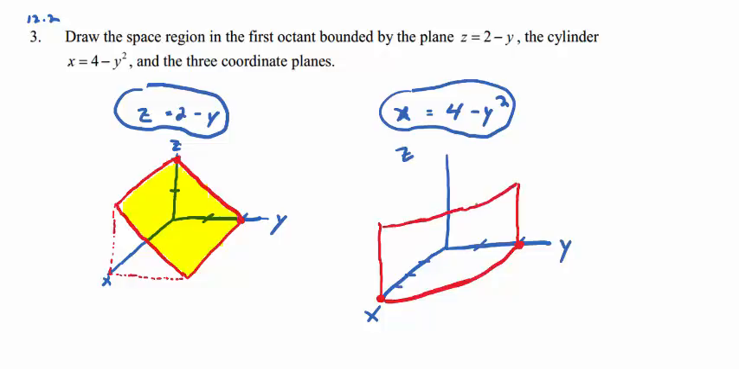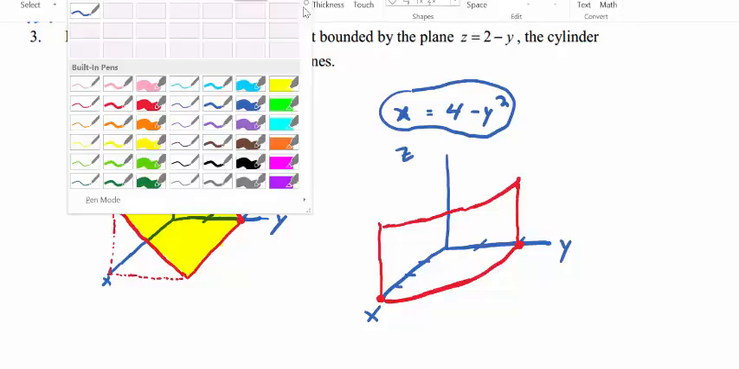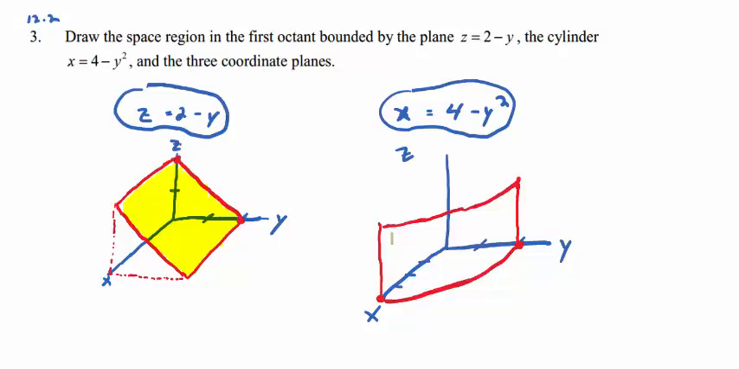Like so. Not perfect, but it should have been up a little bit higher. Then this curved wall right here is what we're interested in the first octant. And again, I didn't extend it downward because we're only interested in values that are in the first octant. So I suppose I could make an attempt to shade that in too.